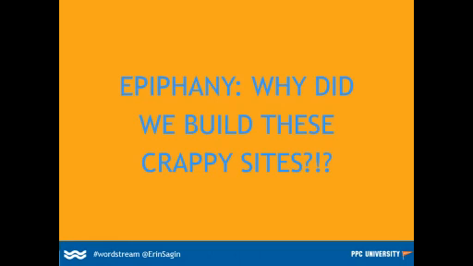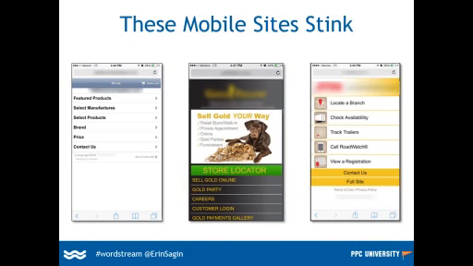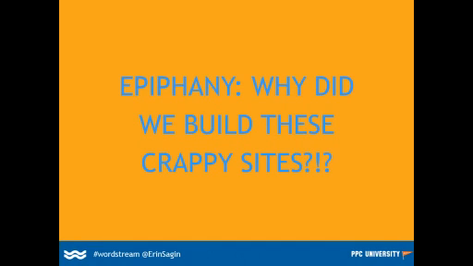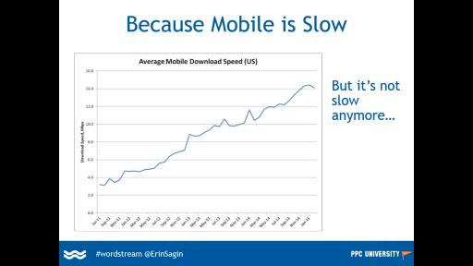So why do we build these? These pages were built specifically for mobile phones. Why did we build such crappy sites? Oh, right, because mobile's slow. Okay, if you're saying that mobile is slow, you haven't been on a phone in years, because mobile is no longer slow. In fact, mobile phones are significantly more powerful than they were just last year.